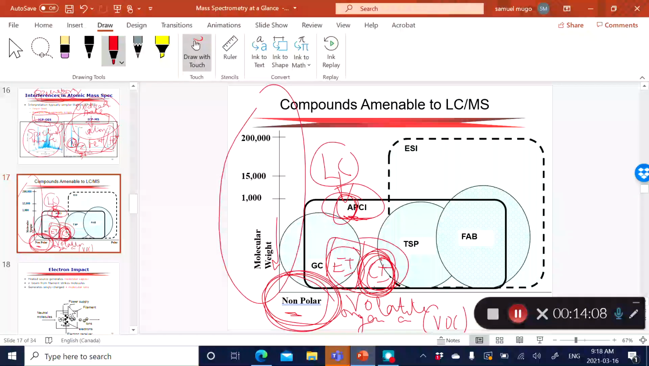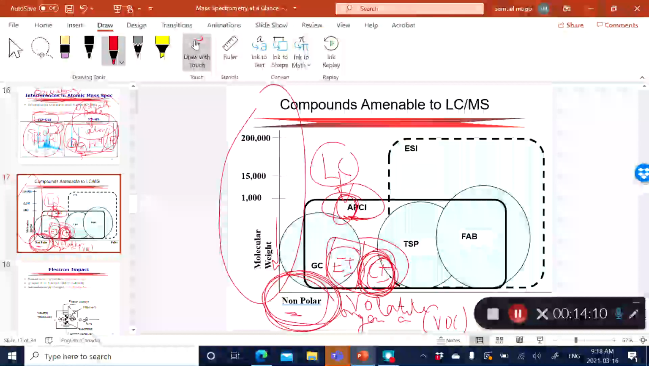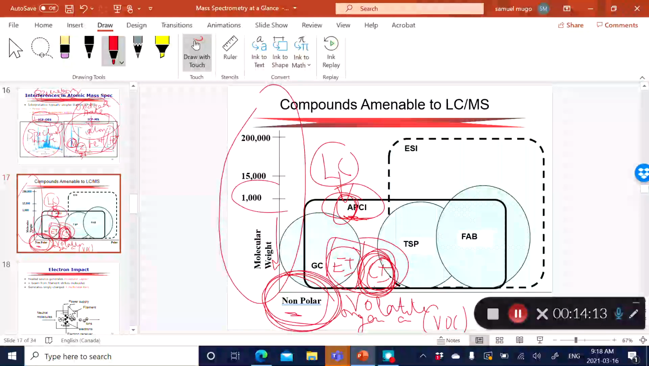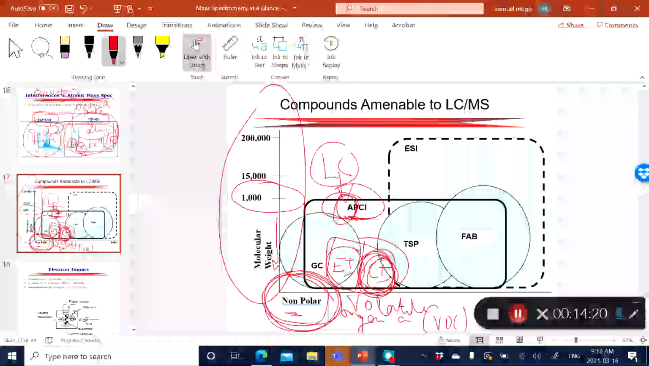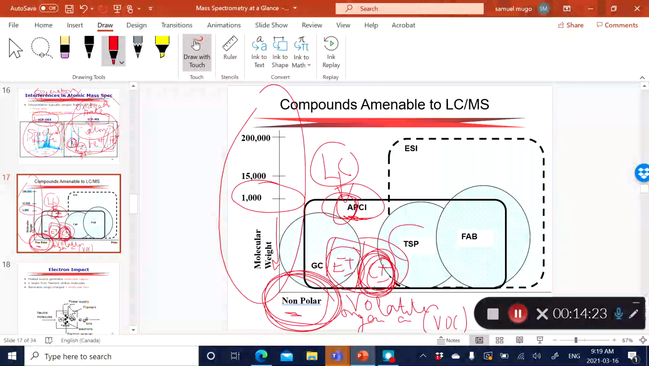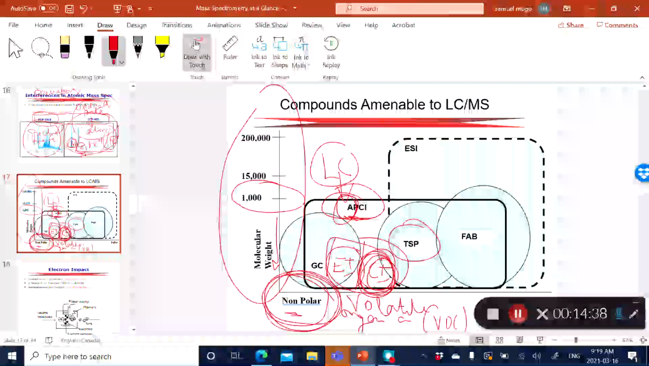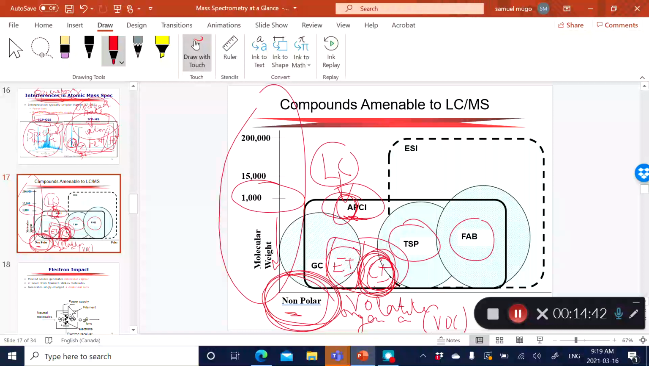Now, based on that, you can tell that the APCI is typically used for moderately higher molecular weight compounds and relatively non-polar types of compounds. Look at thermospray ionization. It is typically used for moderately higher molecular weight compounds, and typically for moderately polar compounds. Fast atom bombardment, again, you can see where it ranges in its scale.